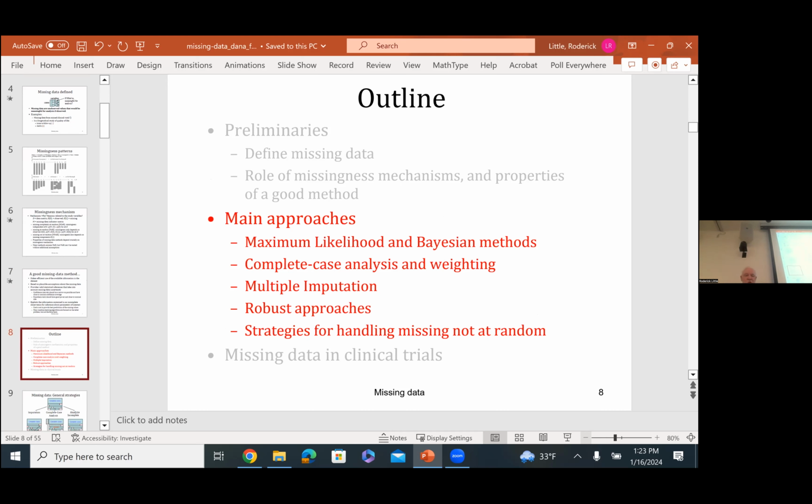Now I'm going to talk about the main approaches that I see for handling missing data, starting with maximum likelihood.